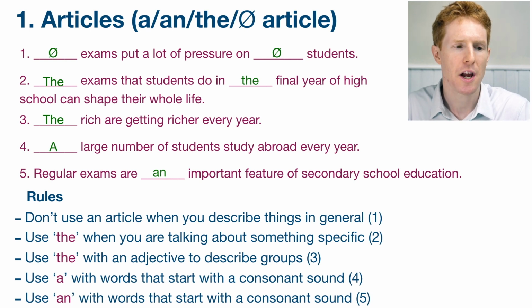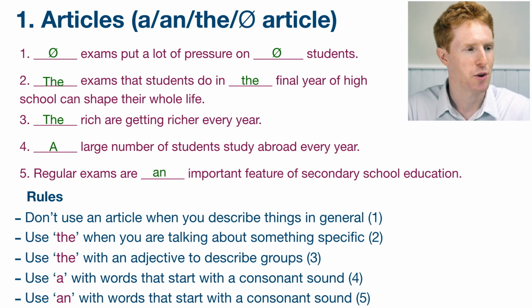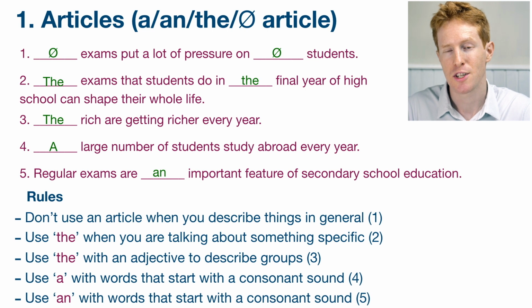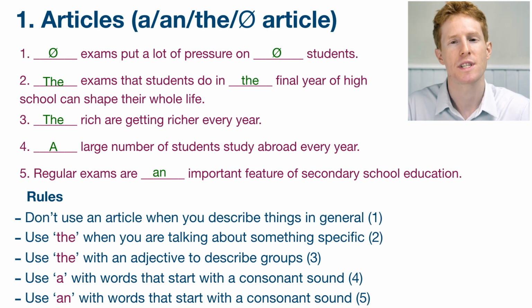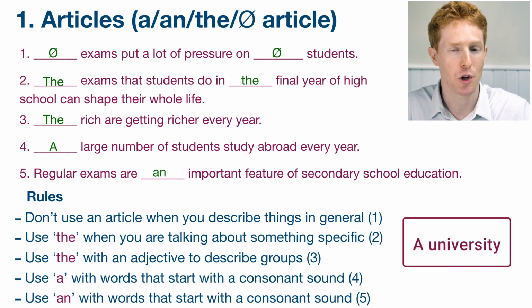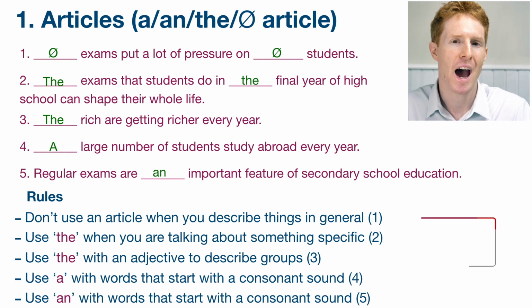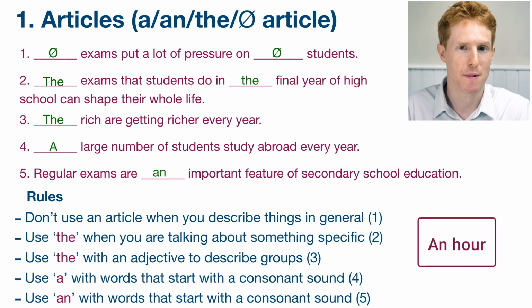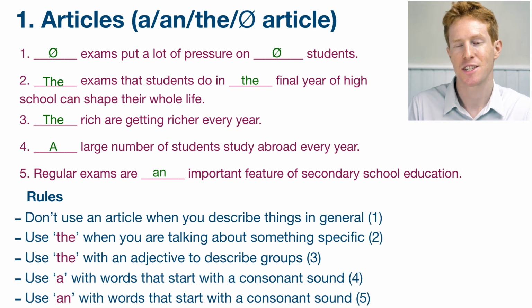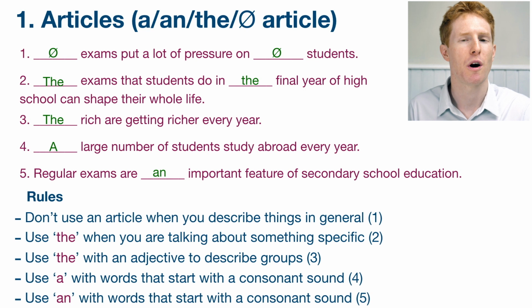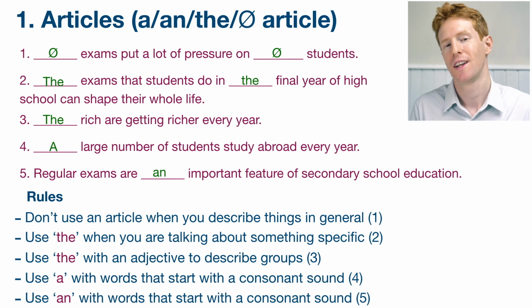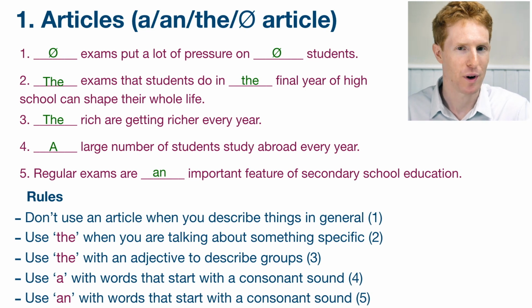Now remember, it's not necessarily the letter that the word starts with, but the sound it makes. So for example, even though university starts with a U, which is a vowel, we still say a university, not an university. Similarly, we say an hour. So even though hour, so 60 minutes, is technically starting with an H, it's still a vowel sound, it almost sounds like an O or a U, hour, then we put an before it, an hour. Okay, that's important to know, especially for writing.